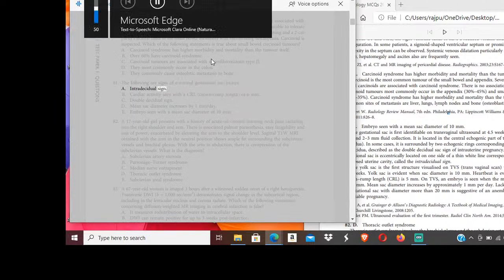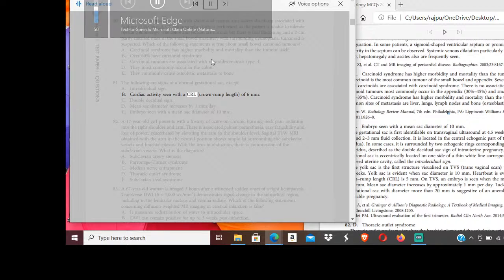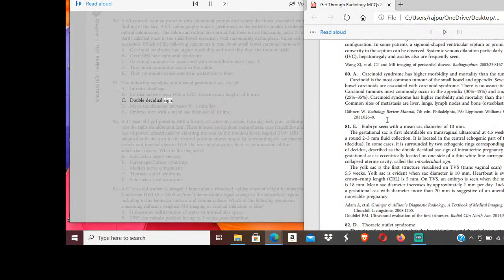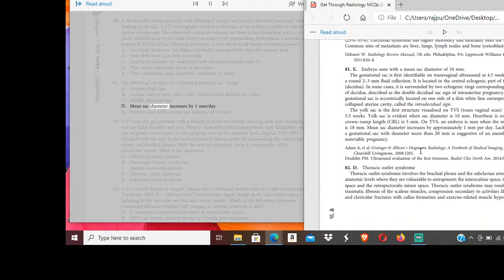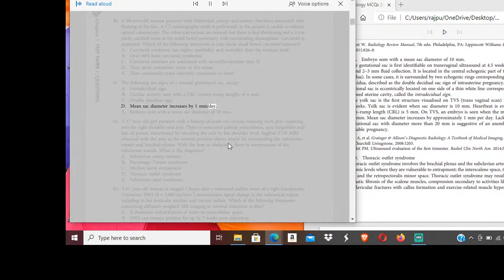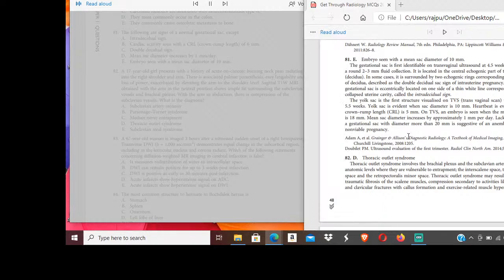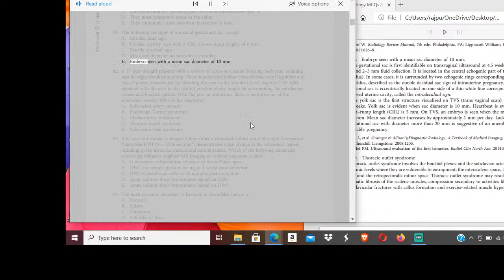Except: A. Intradecidual sign. B. Cardiac activity seen with a CRL, crown rump length, of 6 mm. C. Double decidual sign. D. Mean sac diameter increases by 1 mm/day. E. Embryo seen with a mean sac diameter of 10 mm.